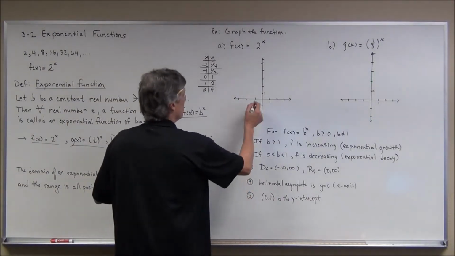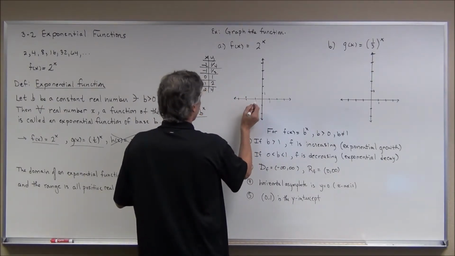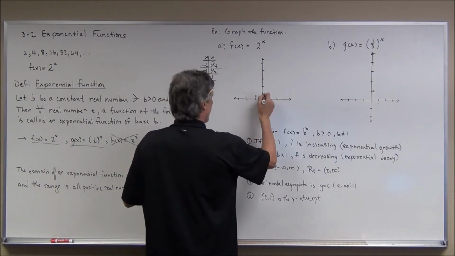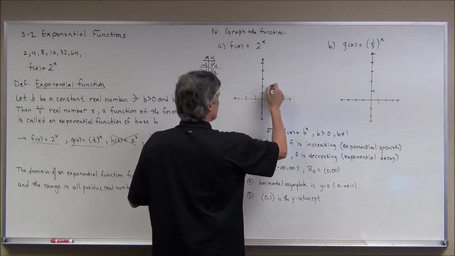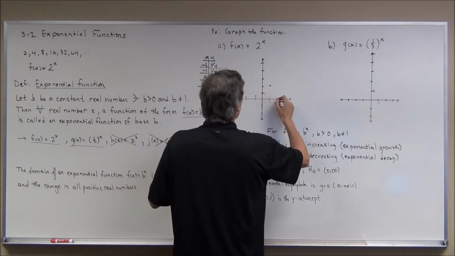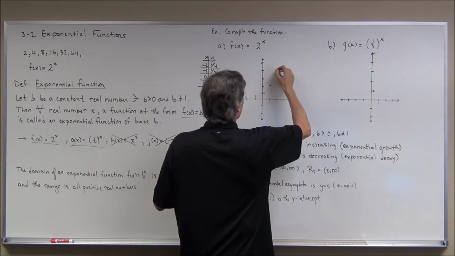See, -2, 1/4 would be about here. -1, 1/2 would be about here. 0, 1 would be right here. 1, 2 would be right here. You can see it's not a line, it's curving. And 2, 4 would be right about here.